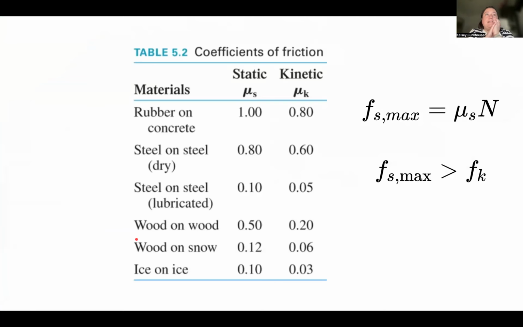And these are some examples of coefficients of friction: rubber on concrete, steel on steel, dry or lubricated, wood on wood, wood on snow, ice on ice. One thing I want you to notice is that the coefficient of kinetic friction is smaller than the coefficient of static friction. And that also means that the maximum static friction force is larger than the kinetic friction force.